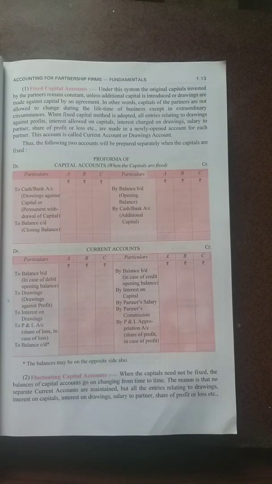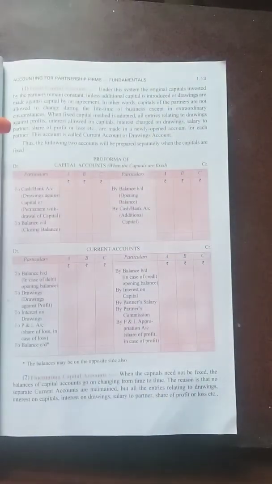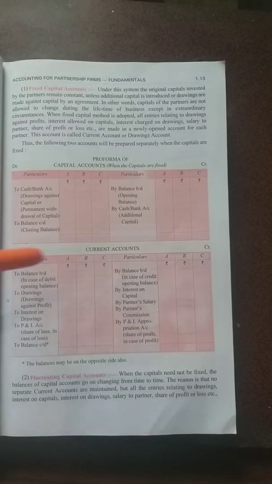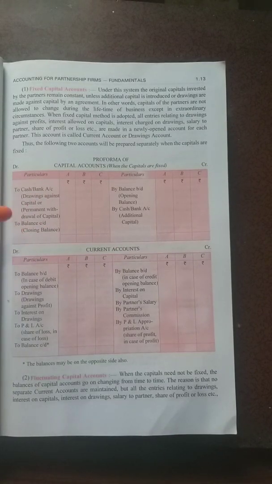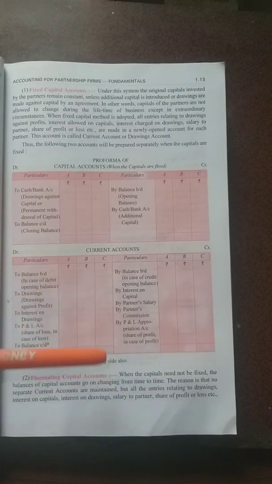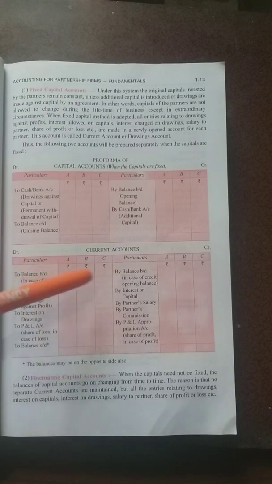In the capital account, what things are we going to show? We are going to show the opening balances that will be brought down over here. If any additional capital is there, then we are going to show it over here. If there are any drawings, that will be shown over here, and then the carried down balance will be shown over here. And other items, other treatments relating to anything else, that is interest on capital or commission of the partner or profit and loss appropriation or interest on drawings, will be done in the current account.